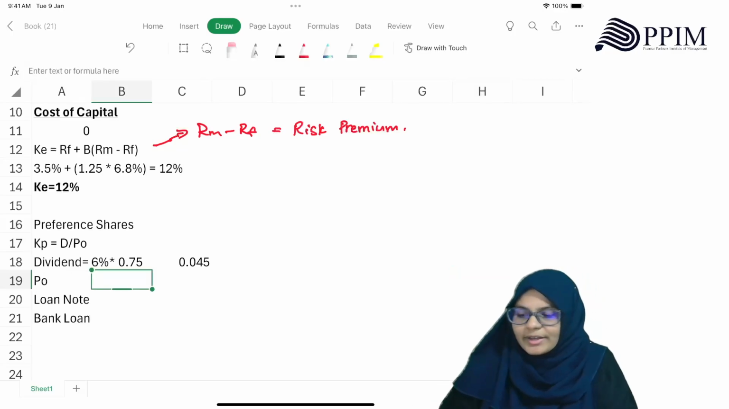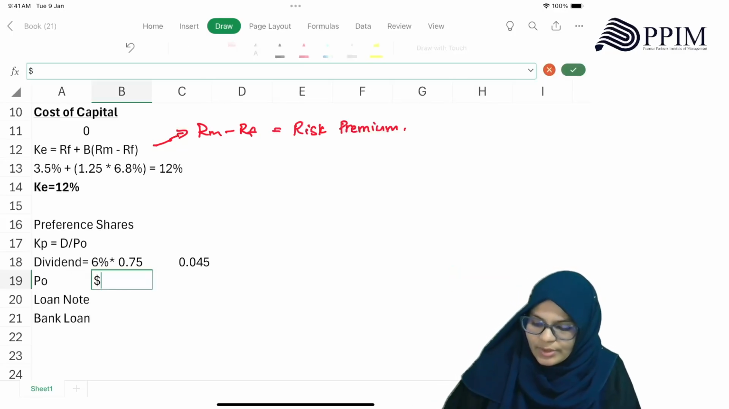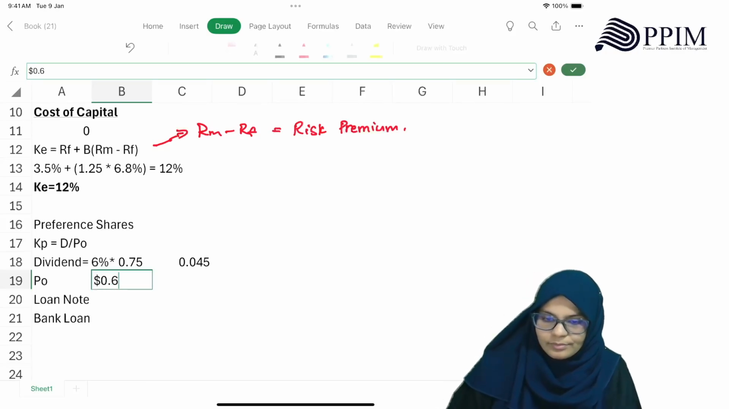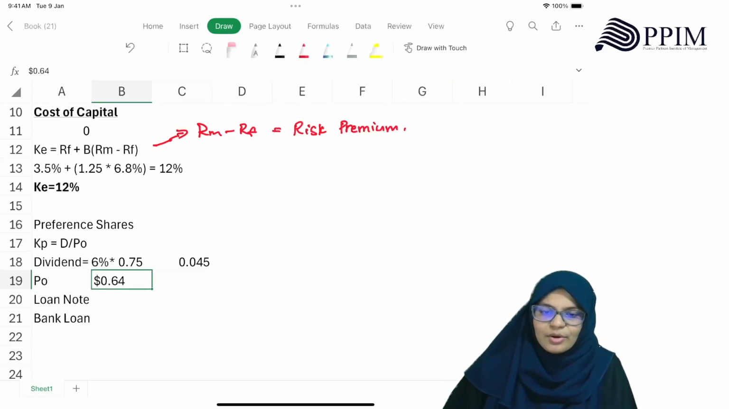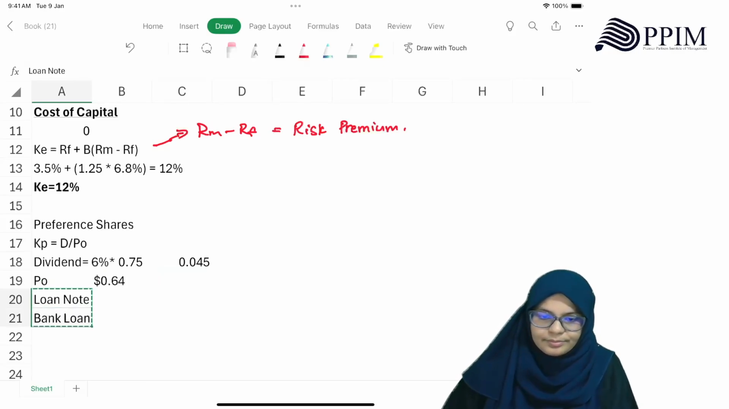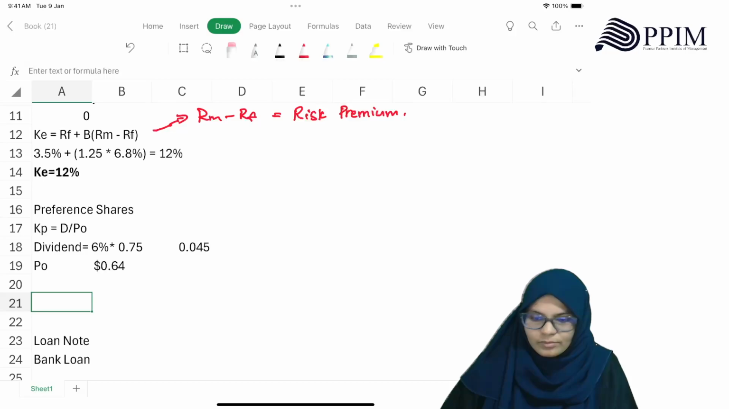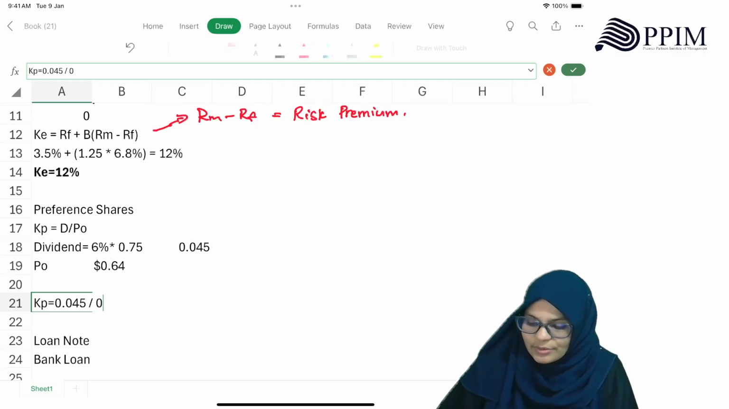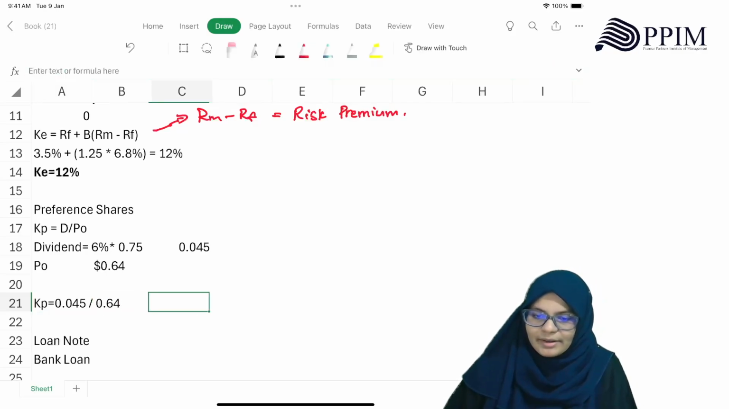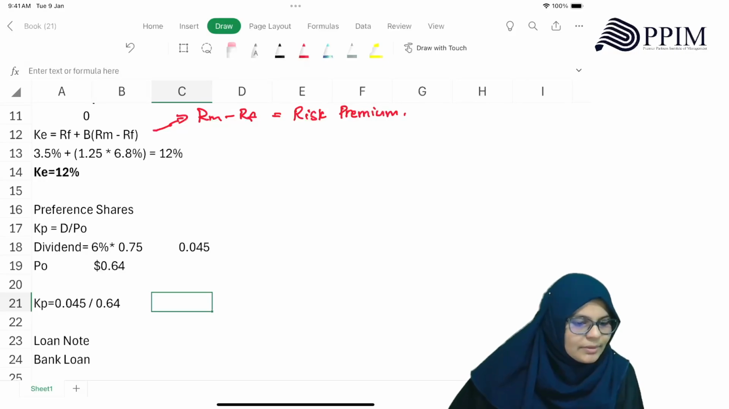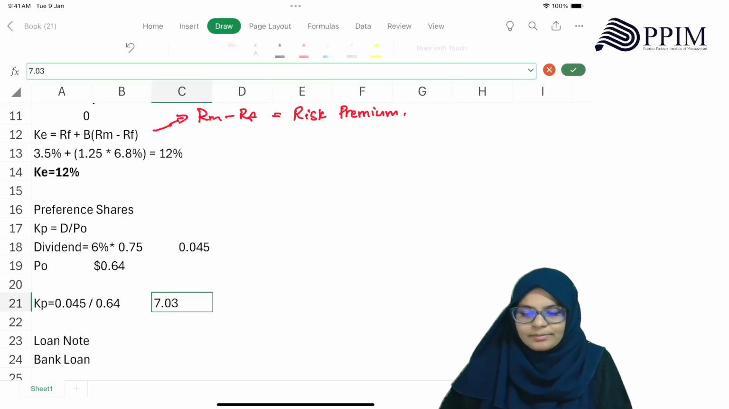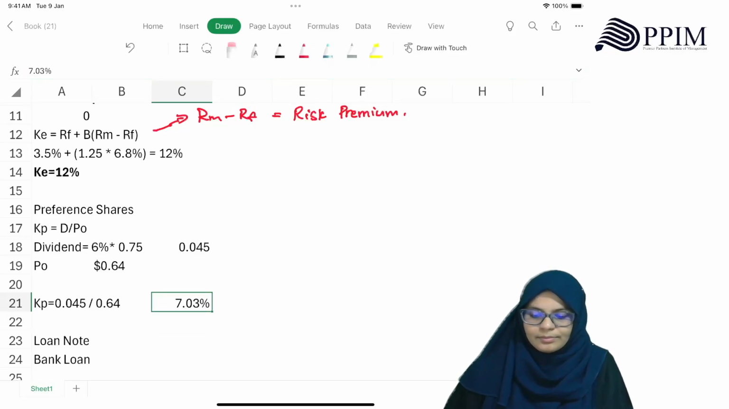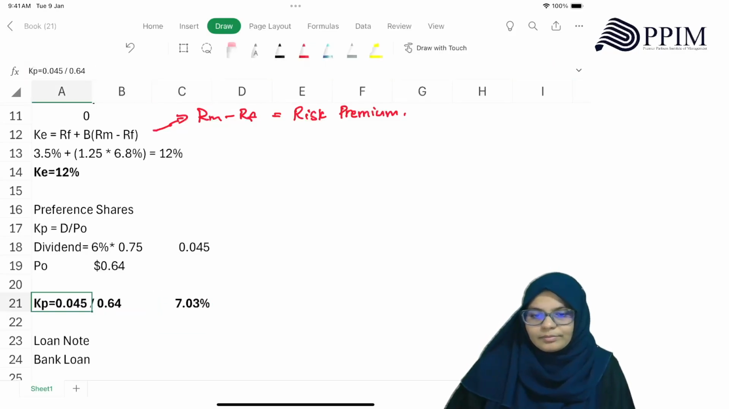Okay, so P naught, we already know it was $0.64. So I'll just put that. Okay, so then if I want KP, what I will do is take the dividend, which is 0.045, and divide it by 0.64. And of course multiply by 100 and give it as a percentage. So that will be 7.03%. Okay, so that is KP.